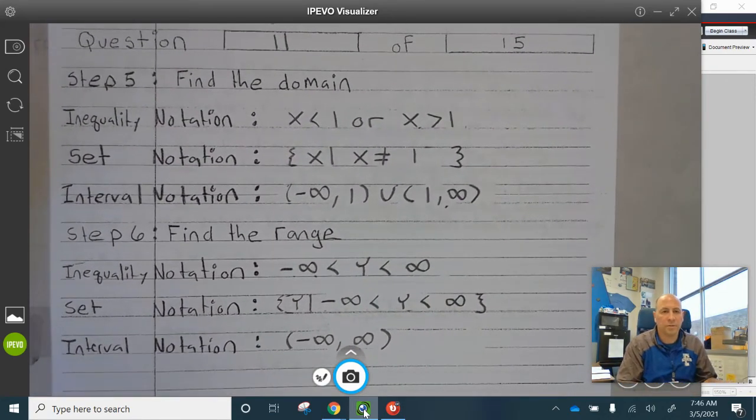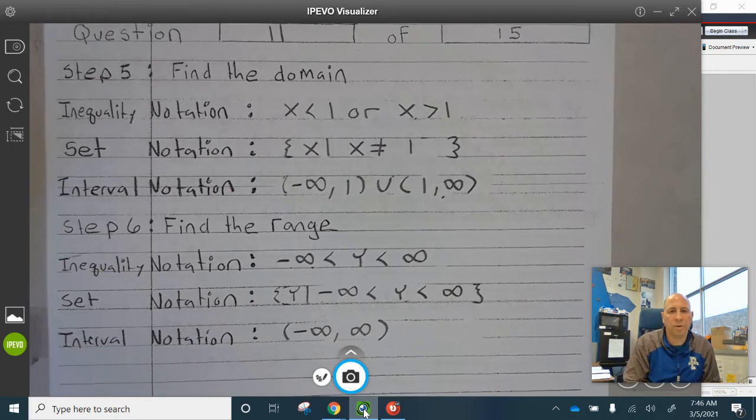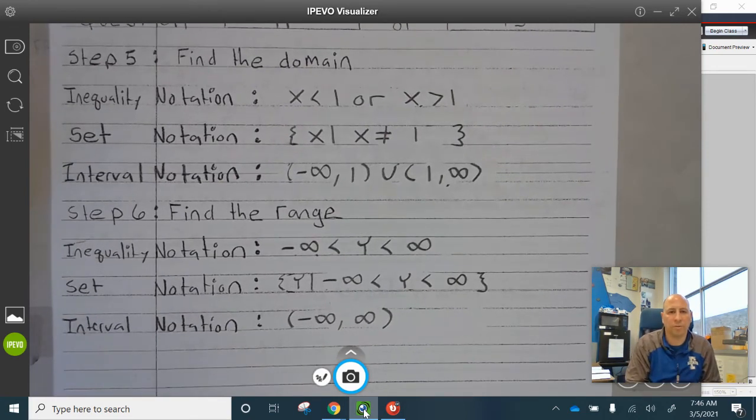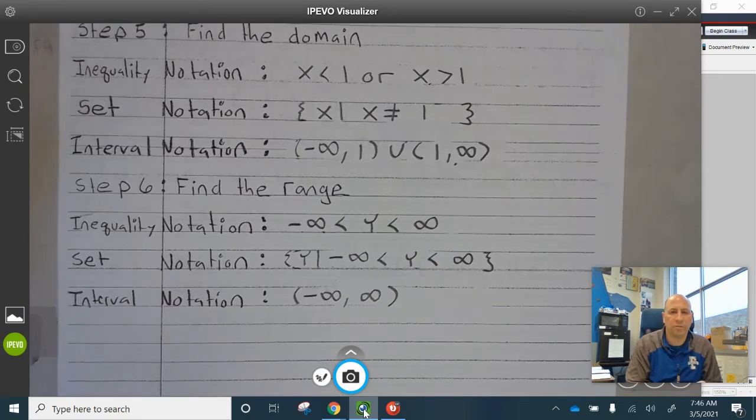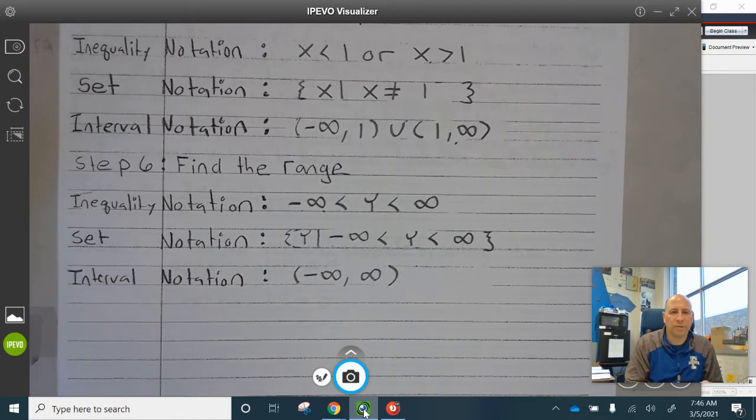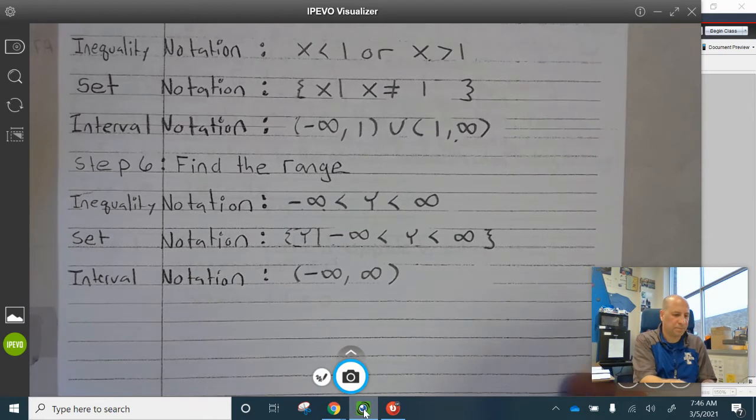All right, step 5, find the domain. Inequality is x is less than 1 or x is greater than 1. Set notation is x such that x does not equal 1. Interval notation is from -infinity to 1 or 1 to infinity. Step 6, find the range. Inequality notation is from -infinity to +infinity, set notation is from -infinity to +infinity, and interval notation is from -infinity to +infinity.